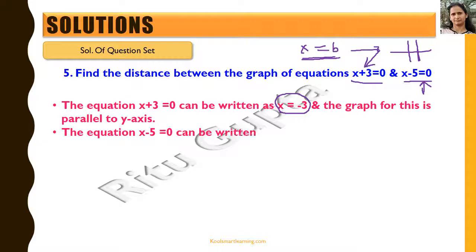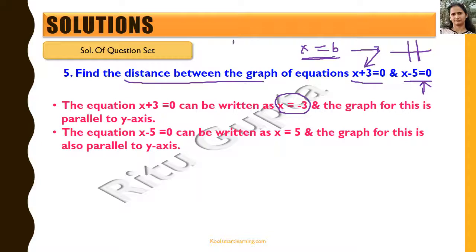So both the graphs are parallel to the y-axis, and that is why we are asked to find the distance between the graphs. If the graphs of the two equations were intersecting each other, then there would be no point finding the distance between them, because these would be intersecting lines. So we need to find the distance between these two graphs which are both parallel to the y-axis.